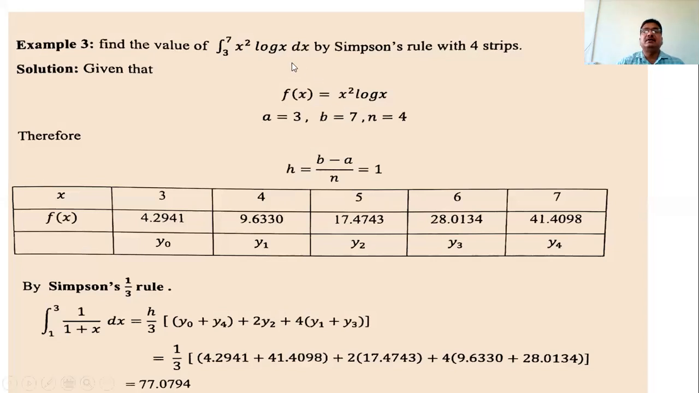Like that, another question is: is it possible to apply Simpson's 1/3 rule if the number of intervals is 5? Again, the answer is that Simpson's 1/3 rule is not applicable if the number of sub-intervals is 5, because Simpson's 1/3 rule is applicable only if the number of sub-intervals is even. So in the next lecture, we will see such examples.